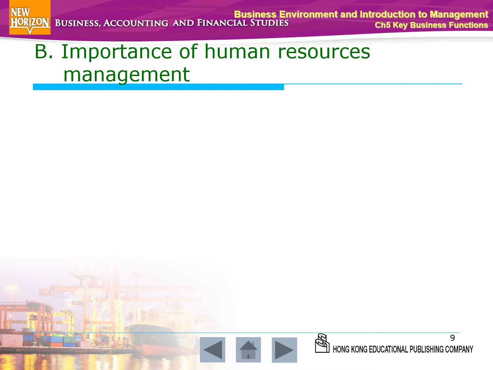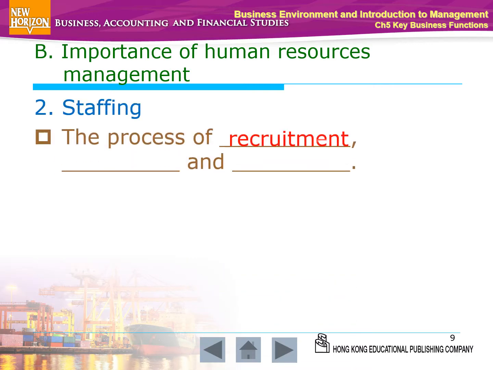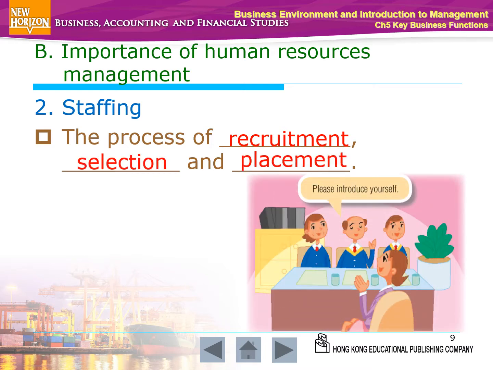Okay, the second important is staffing. Staffing means it is a process of recruitment, selection, and placement. Just something like this. The HR department will recruit new staff, new workers to the company. They will sit together and see their application, see their qualifications. Of course, they will do some selection.